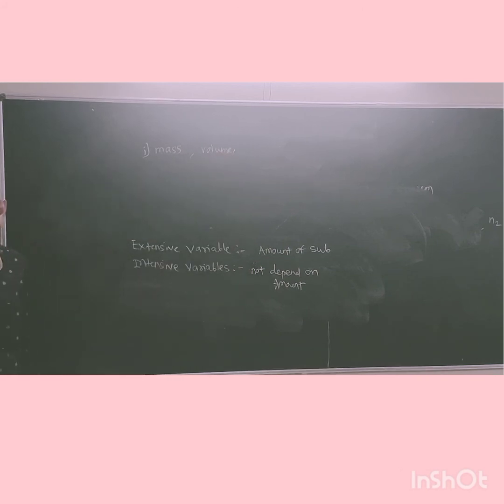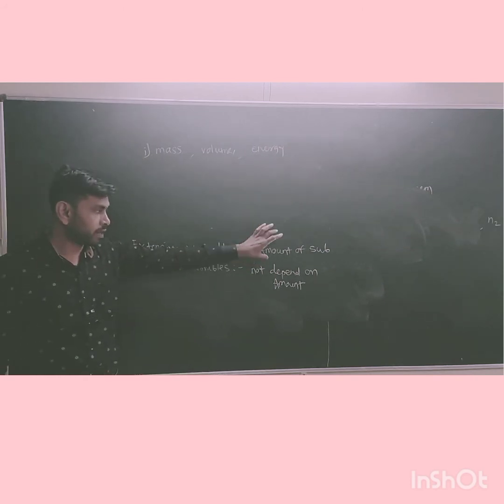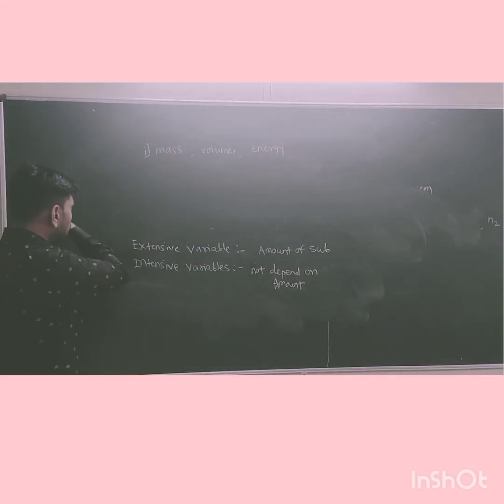Why is it called an extensive variable? Energy is an extensive variable. Extensive variable means one whose value depends on the amount of substance present. Now, the amount of substance present: for mass, if we have taken 1 kg of any substance, 1 kg is this amount. So this is the variable.